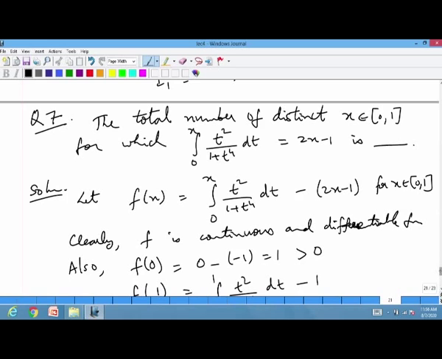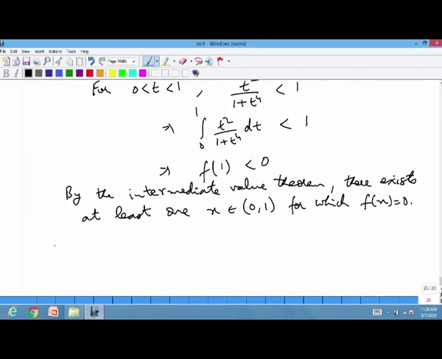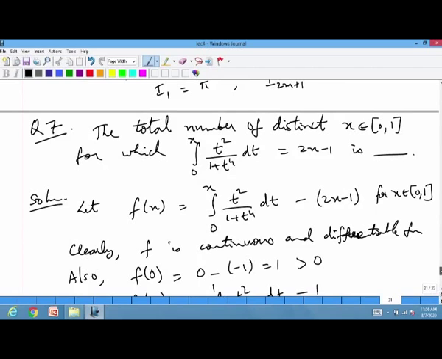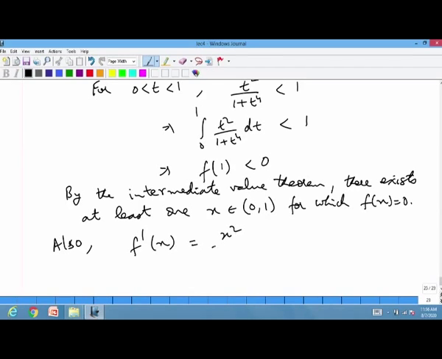So, now what is f prime of x? f(x) is the integral of this minus (2x minus 1). So, if we differentiate this, f prime of x will be x square by 1 plus x to the 4 minus 2. Now, we know that x square by 1 plus x to the 4 is strictly less than 1. So, this is less than 1 minus 2, which is minus 1. So, f prime of x is less than 0.